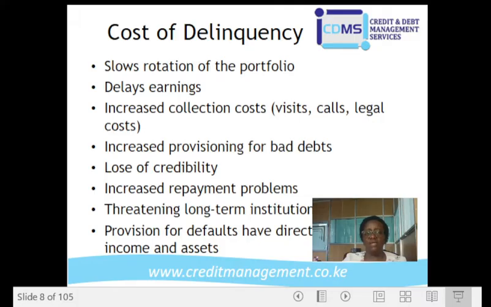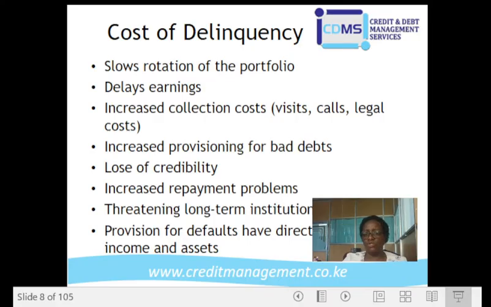So the other one is increased provisioning for bad debts. That's another cost we incur when customers don't pay us on time. Increased provisioning for bad debts. And one thing we need to know is that provisioning for bad debts is a cost. So these costs eat up our profits. We will not be able to make profits because we have set aside some earnings in anticipation, or because we have already identified bad debts as far as repayment of the loan is concerned.